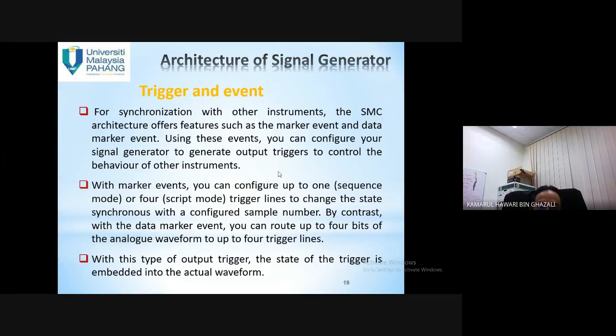Next is trigger and event. For synchronization with other instruments, the SMC architecture offers features such as marker events and data markers. So with this type of output trigger, the state of the trigger is embedded into the actual waveform.